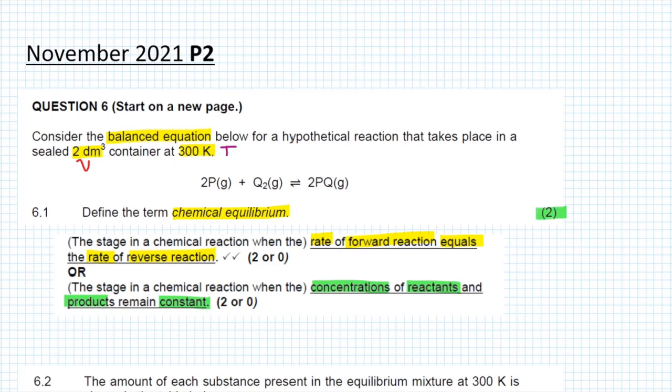But a big mistake that I see learners make is that they say that chemical equilibrium is where the concentrations of the reactants and products are equal instead of constant. Please be very careful of this mistake, avoid making it, and learn your definitions word for word off by heart.